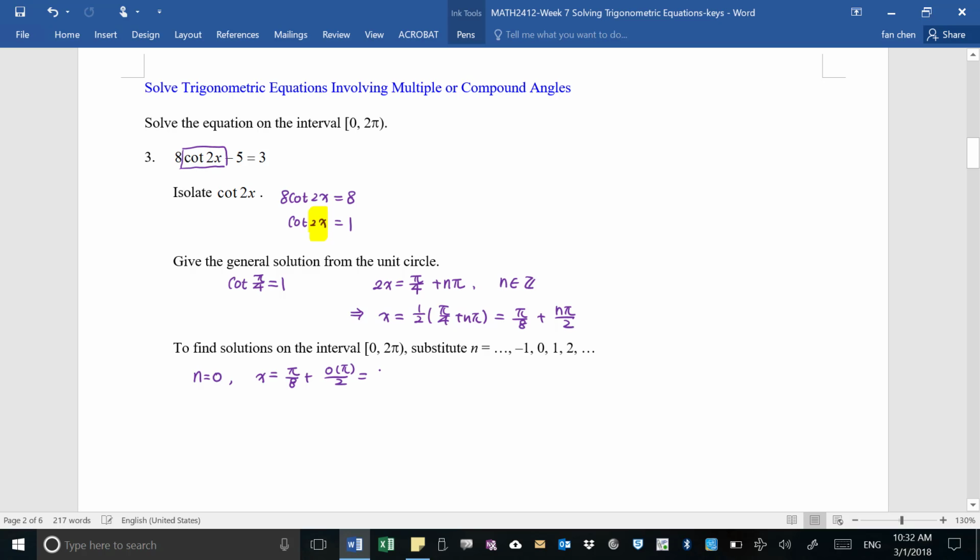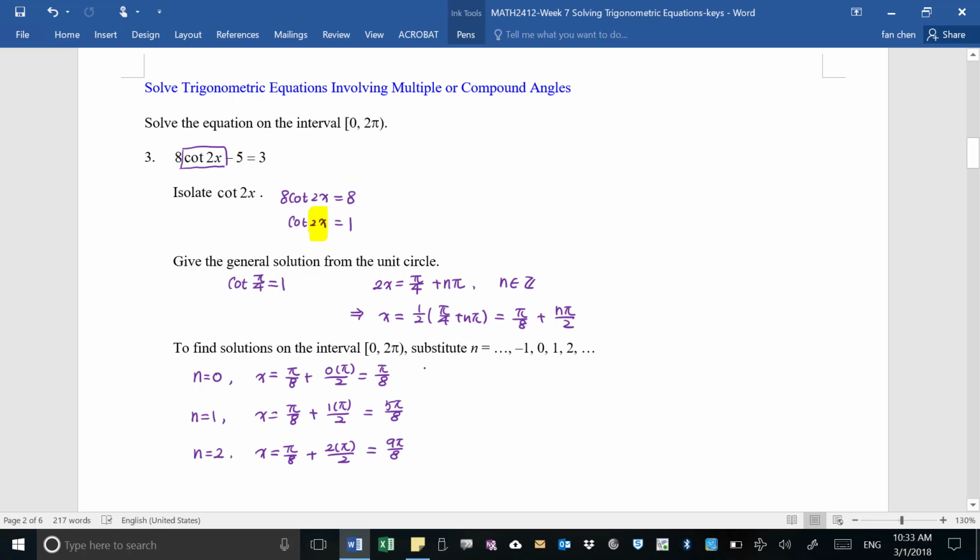For instance, I start from n equals 0, so x is equal to pi/8 plus 0 times pi divided by 2, that is pi/8. When n equals 1, x is equal to pi/8 plus 1 times pi divided by 2, which is pi/8 plus pi/2, that will give us 5pi/8. Okay, and then n equals 2, x is equal to pi/8 plus 2 times pi over 2, which is pi/8 plus half pi plus another half pi, that will give 9pi/8.